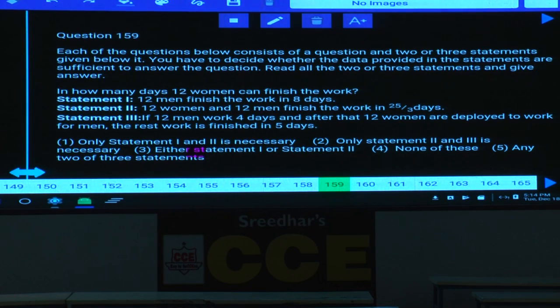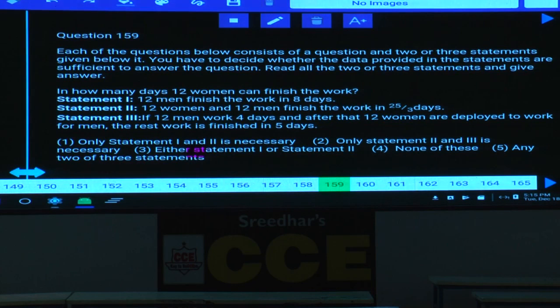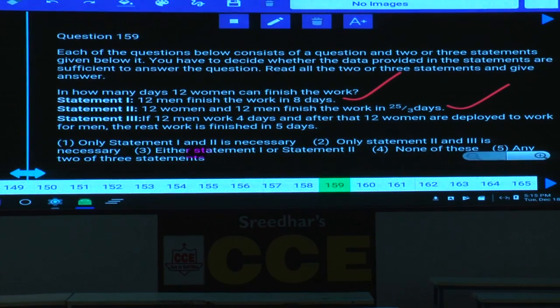Next, anyway. In how many days can 12 women finish the work? 12 men can finish the work in 8 days. Is one alone sufficient? No. 12 women and 12 men. 12 men can finish the work in 25 by 3 days. Is 2 alone sufficient? Right. Statement 3. If 12 men work for 4 days and after that 12 women are deployed to work in place of the men, the rest of the work is finished in 5 days. Is 3 alone sufficient?